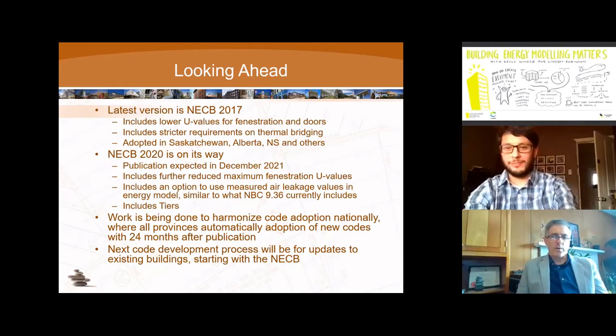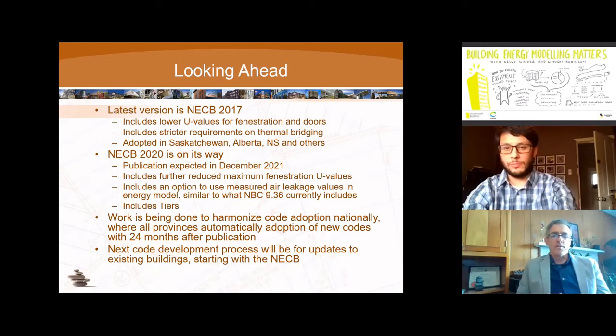Saskatchewan a little while ago implemented legislation that creates the automatic adoption of code within a year, or exactly a year, from when it's published. So all of our codes are automatically adopted. And Manitoba has legislation in place to do the same. And the goal is to make that happen across the country.